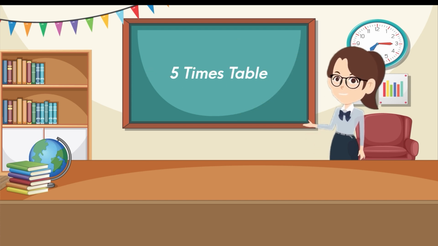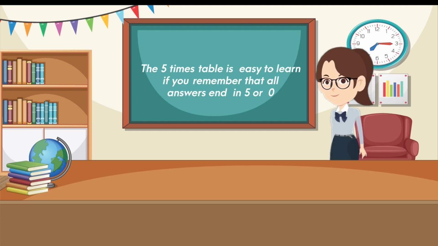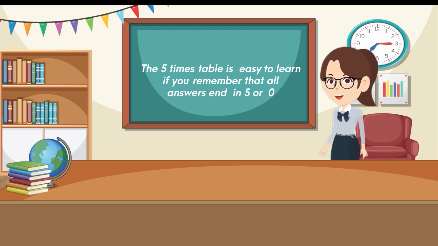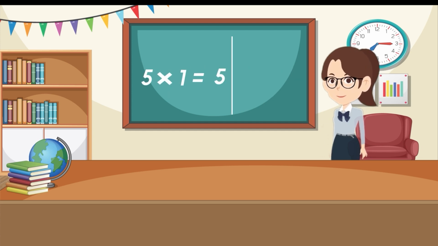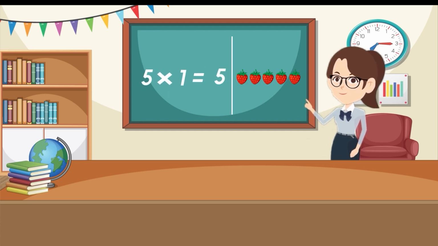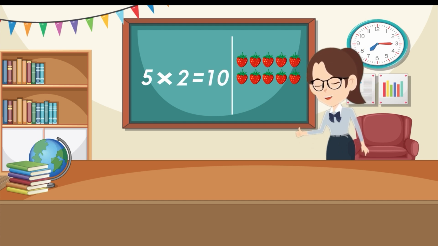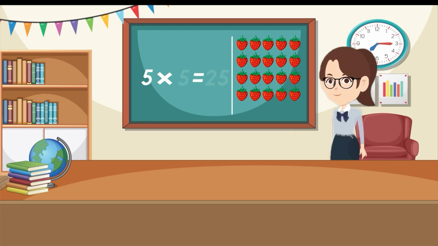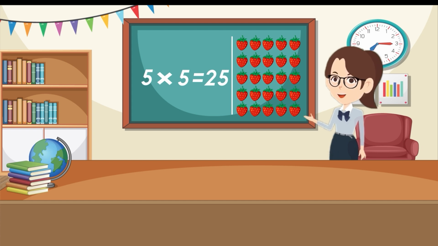5 times table. The 5 times table is easy to learn if you remember that all answers end in 5 or a 0. 5 into 1 is equal to 5. 5 into 2 is equal to 10. 5 into 3 is equal to 15. 5 into 4 is equal to 20. 5 into 5 is equal to 25.